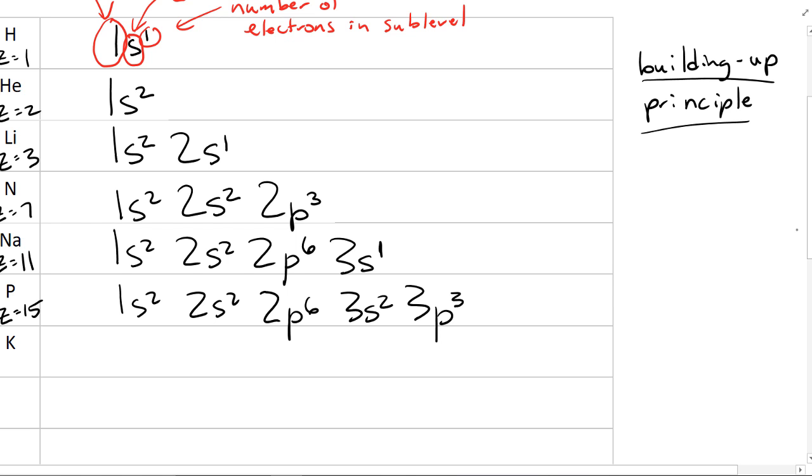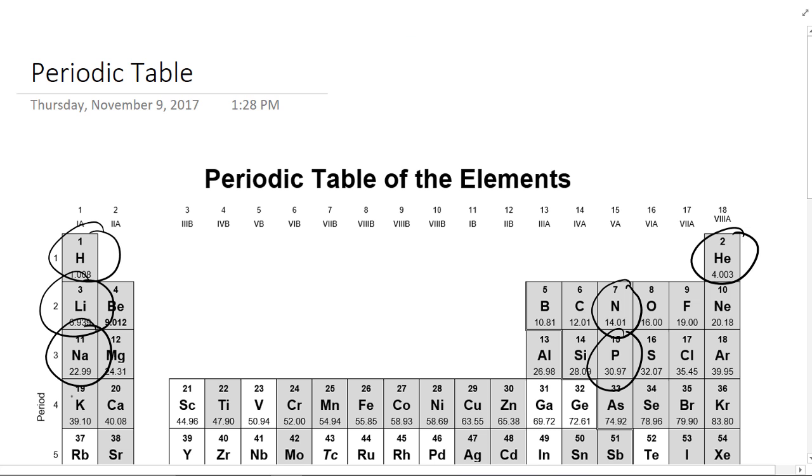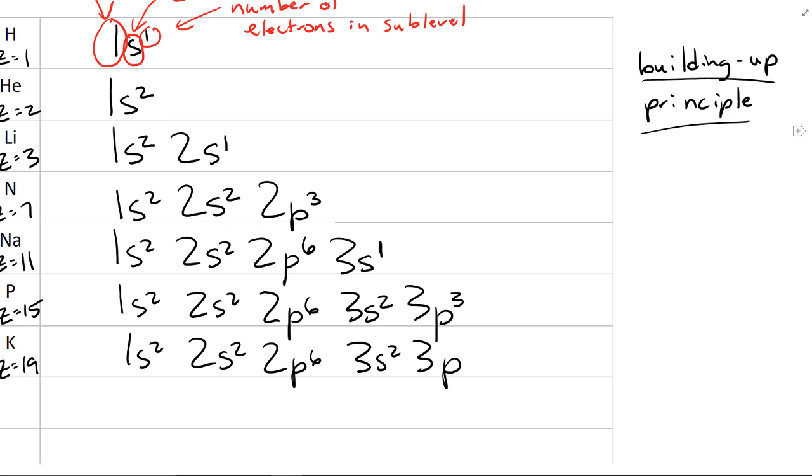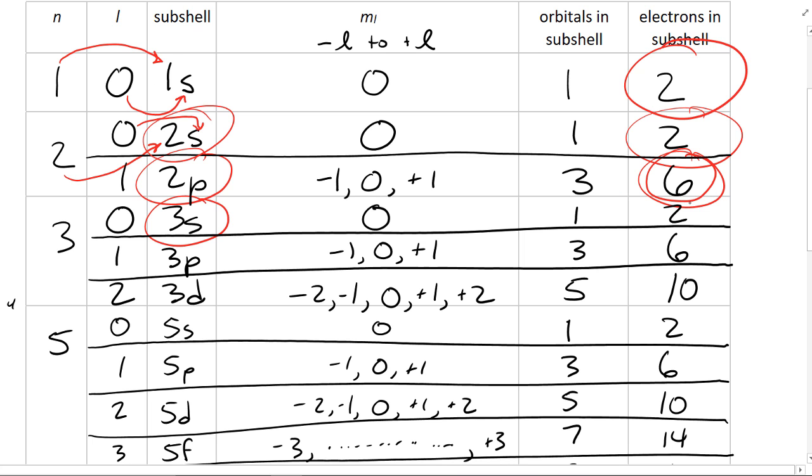So we go on to potassium. Potassium now has how many electrons? 19. So we put in 1s2, 2s2, 2p6, 3s2. The 3p now will hold up to 6 electrons.